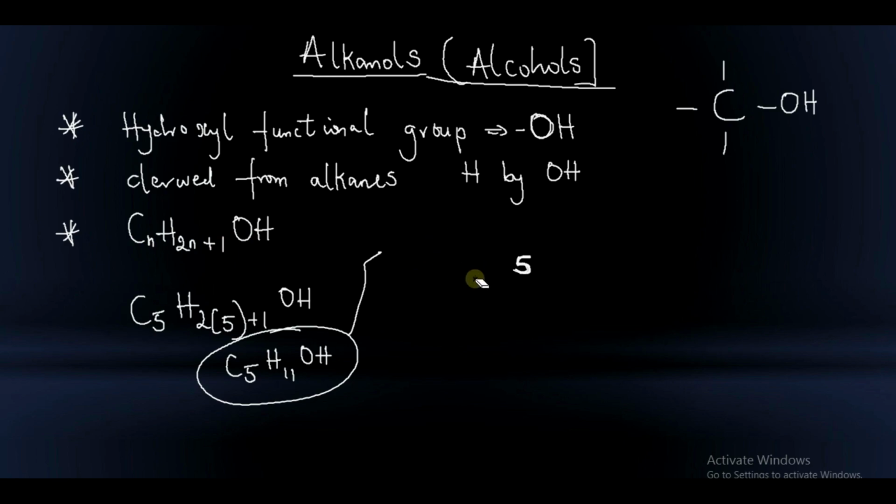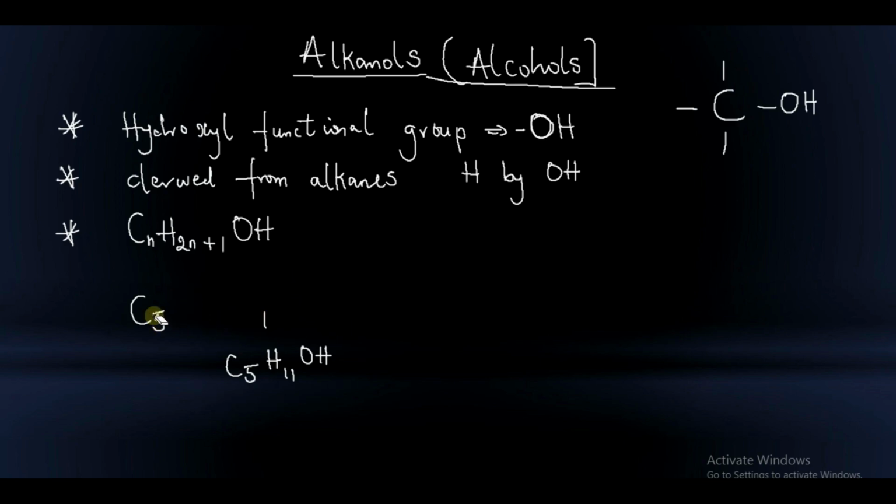The general molecular formula of the alkanols is CnH2n plus 1 OH. The general molecular formula of the alkanol is CnH2n plus 1 OH. It's very important.